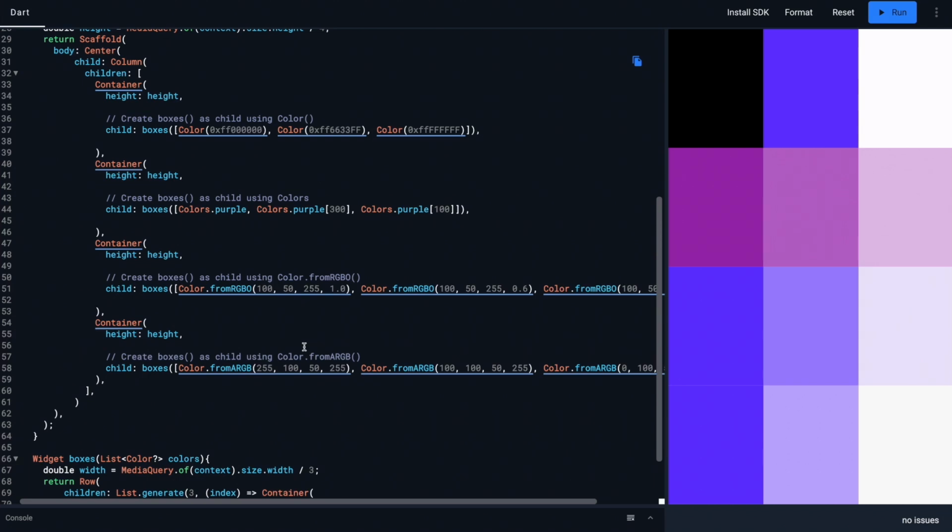Now you have learned almost all the colors used in Flutter. Be aware of the differences and use the correct method when necessary. It's time to finish the lesson on color style.